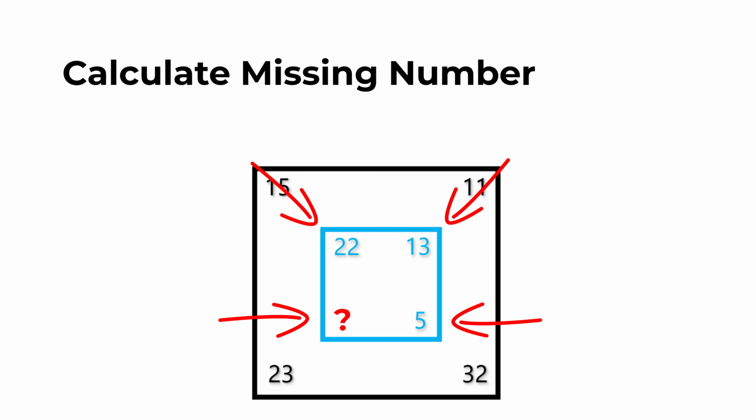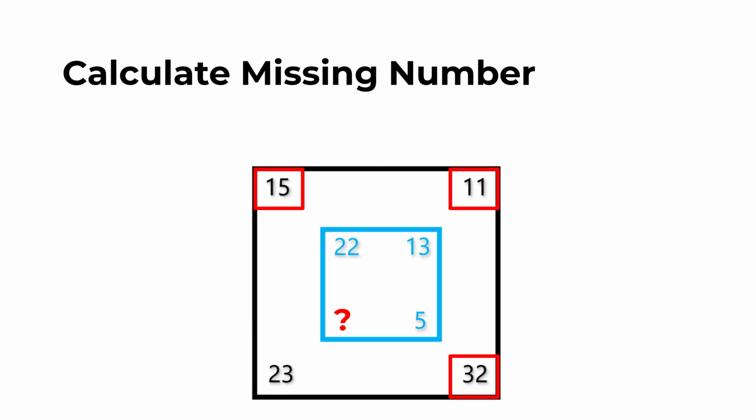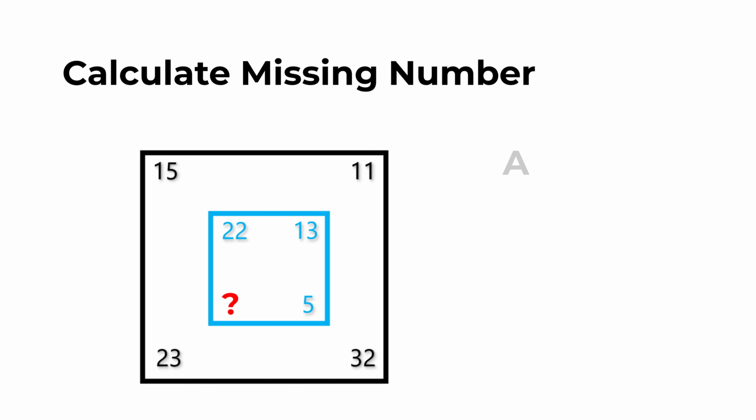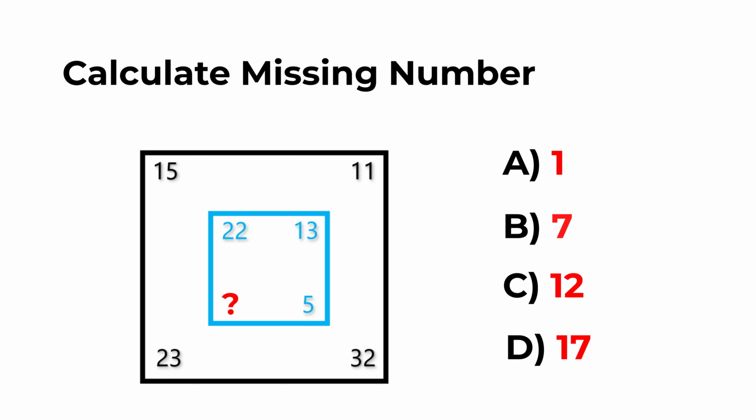If we start looking at the numbers in the upper left corner and go clockwise, you see the numbers 15, 11, 32, and 23. In the smaller square, the numbers are 22, 13, and 5, and one number is missing, and this is the one that you need to calculate. Your choices are choice A, 1, choice B, 7, choice C, 12, choice D, 17.